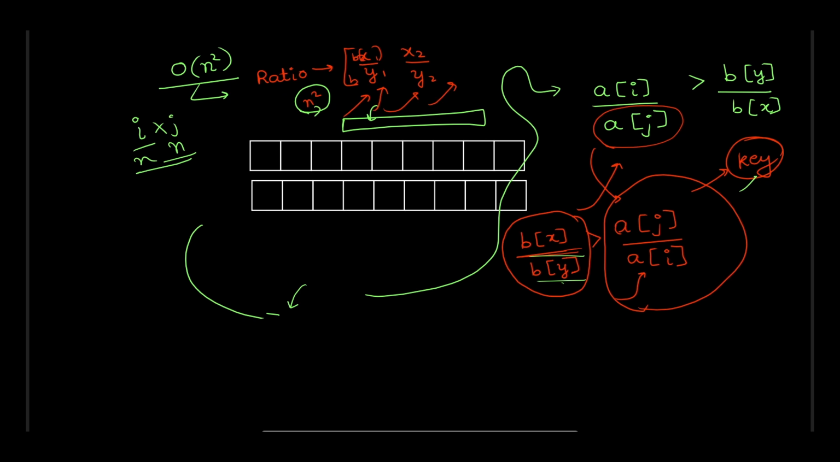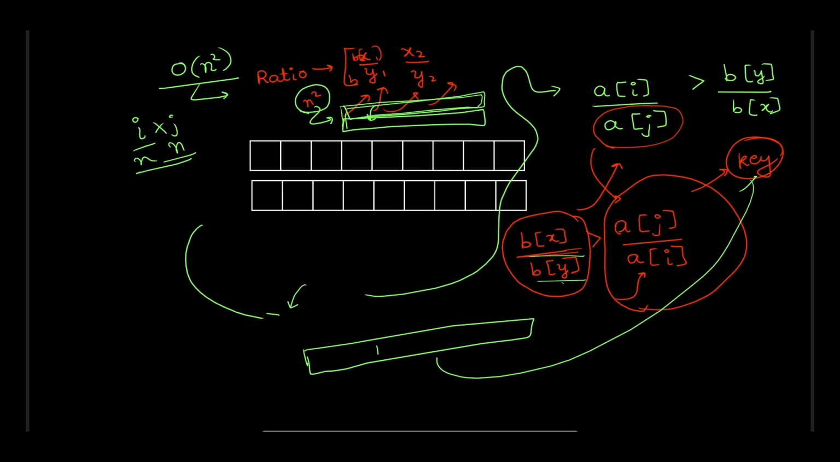you can brute force through all the pairs, store them in an array, and keep them in sorted order. But how do you sort these pairs? You sort them by the ratio. If you keep the ratios of all the pairs sorted, and you look for the key, suppose the key appears over here, then all the pairs that had a ratio higher than the key will be on the right hand side. So you can find via binary search how many elements are strictly greater than this ratio.